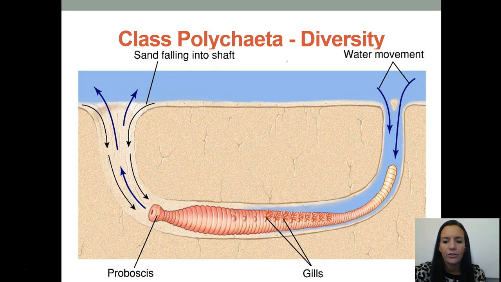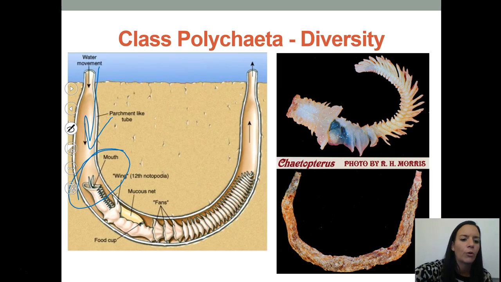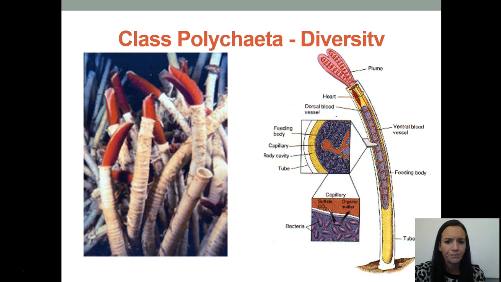And here's a look at just the tube and how they live in that tube. And here's a better example. It shows the mouth of the worm. The water's moving in this way, but the worm's going to go up this way to feed. And here's some examples of some real versions of those. Here's another example of the diversity of these worms, and these ones have these little plumes at the top. These are ones you typically see at the bottom of the ocean. They're going to be down there. That's where they feed.